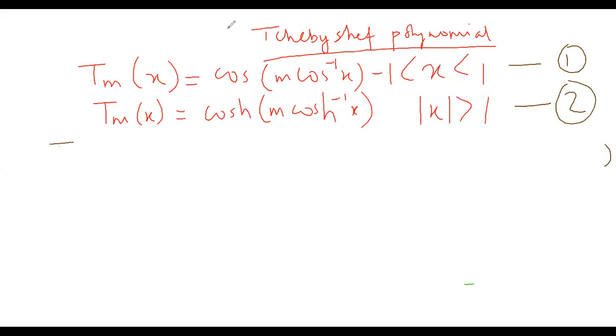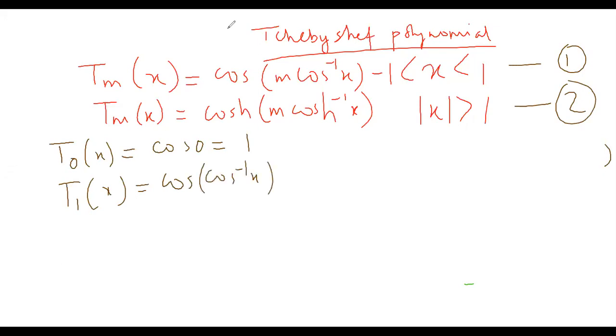So let's say T0(x). What does this mean? T0 means m equal to 0. So if you put m equal to 0, then you get cos of 0, and that is equal to 1. Similarly, if you put m equal to 1, then you get cos of cos inverse x. So that is equal to x.